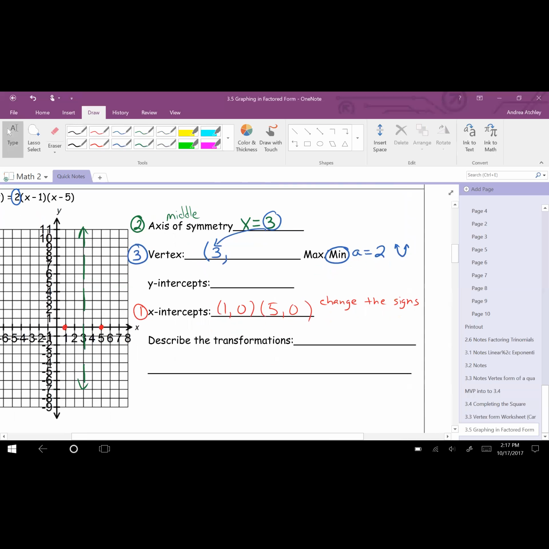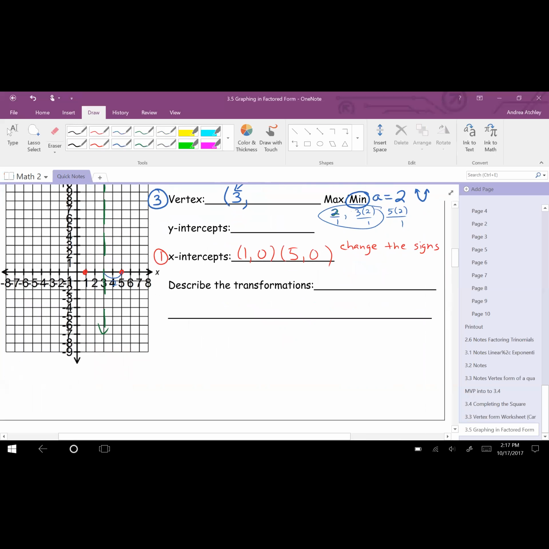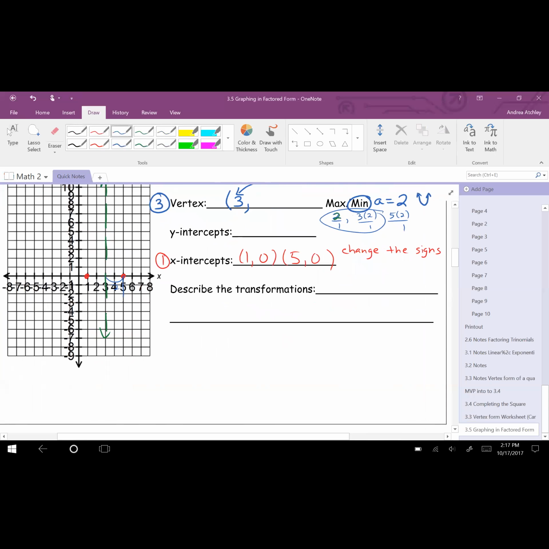Okay, so we still are going to use now our pattern rate of change. Because our a value is 2, it's going to be 2 over 1, then 3 times 2 over 1, then 5 times 2 over 1. Our pattern rate of change. Again, I'm 2 away, so I need to use those first 2 steps. The 2 over 1 and the 6 over 1, 3 times 2. So I'm going to go down 1, 2, 3, 4, 5, 6, and over 1. And the same thing here, go down 6 and over 1.